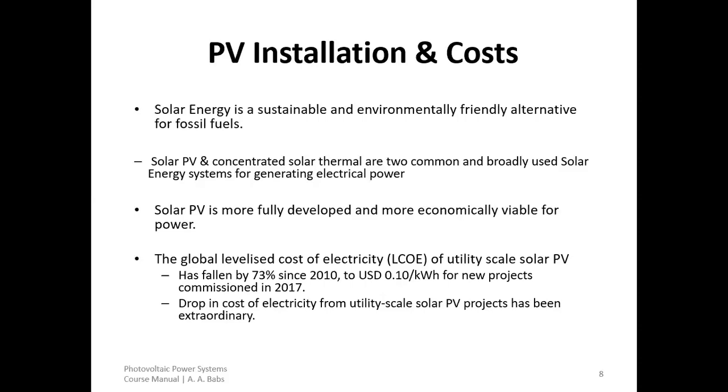by 73%. So if it fell to 0.1 dollars per kilowatt hour, that's about 10 cents per kilowatt hour. We're talking about US dollars here. So that's 10 cents per kilowatt hour for new projects commissioned in 2017. So if you are very versatile with mathematics, you can calculate backwards and find out what the cost was in 2010 that fell to 0.1.